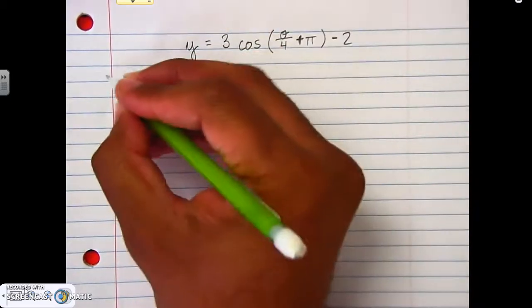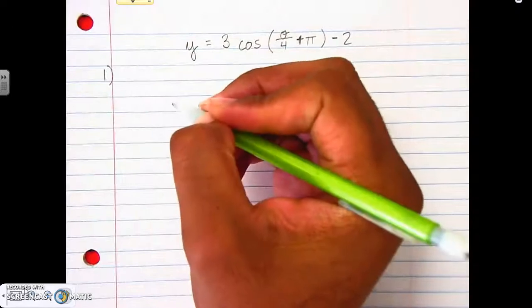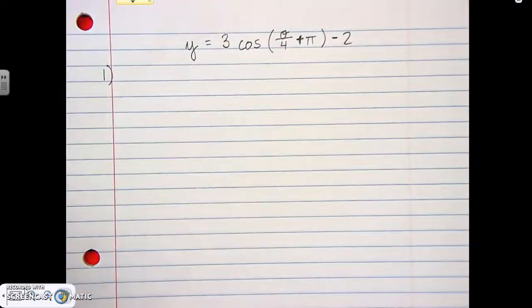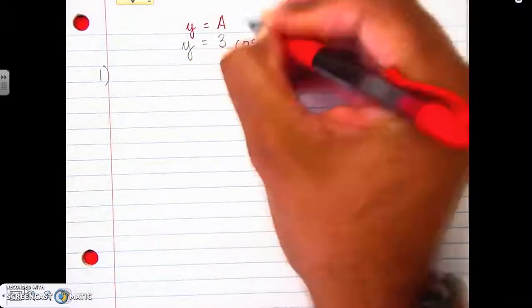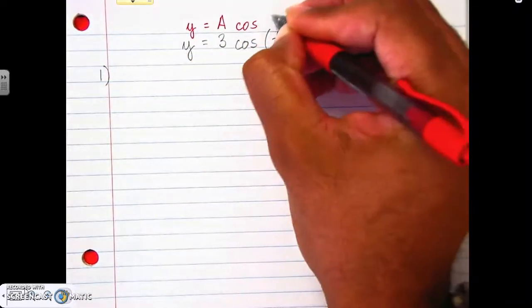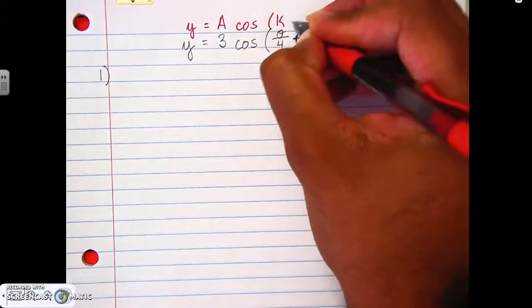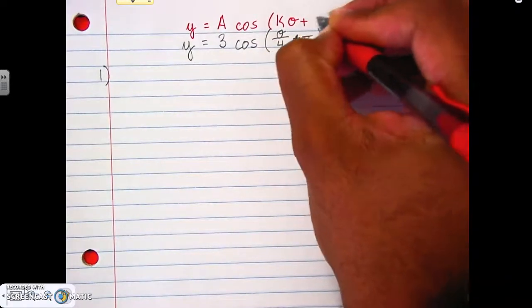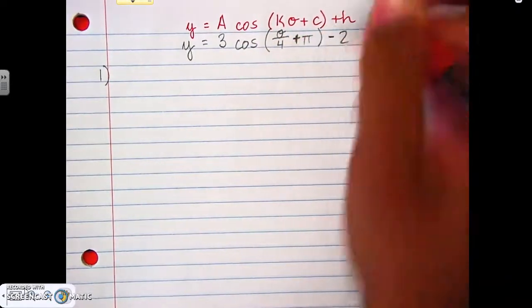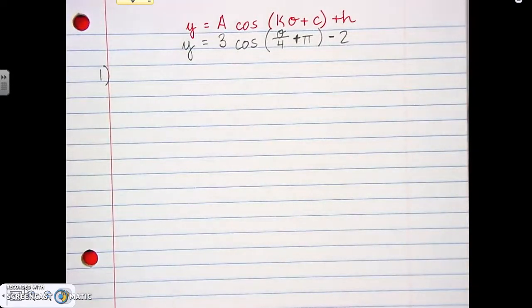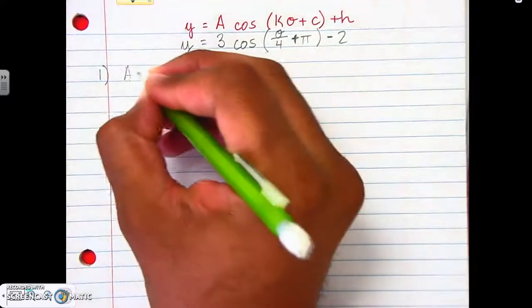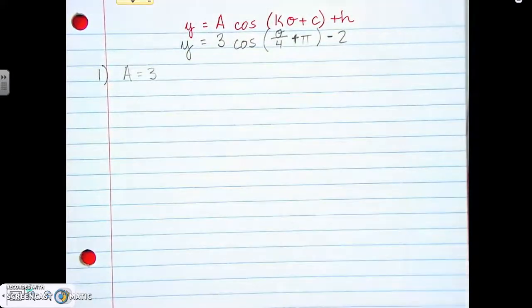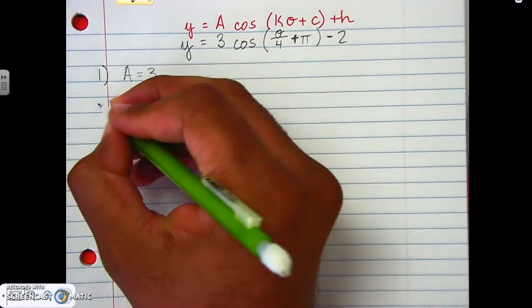So let's take a look at number 1, which says find the amplitude. And we know here, when we write out our problem, we know these are the parts that come. So we know our amplitude is just A. So here, number 1 is simply A equals 3. Bam, that's it.